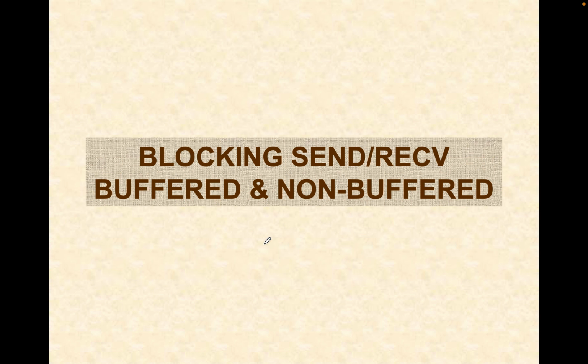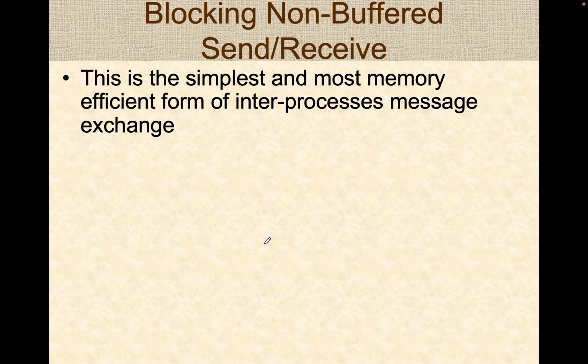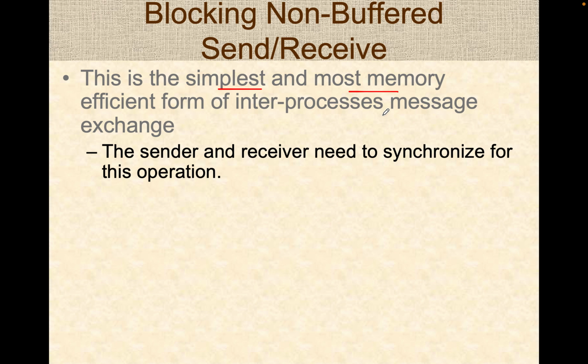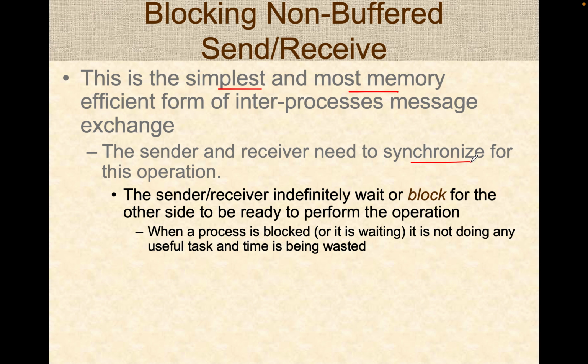Let's get started with the blocking send and receive, both buffered and non-buffered. Blocking operations are one of the simplest and most memory-efficient inter-process message exchanges. Here, the sender and receiver synchronize before they send or receive. Keep in mind here, the sender and receiver will indefinitely wait or block for the other side to be ready to perform that operation. When a process is blocked or waiting, that means it's not doing any useful task and time is being wasted.